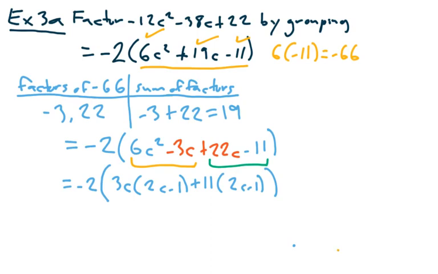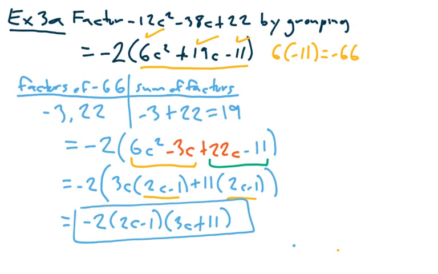In here, I do have a common binomial factor, which I can factor out from what is in the big parentheses. I would still have the negative 2 from up front. I'm factoring out the 2c minus 1, and then I would be left with 3c plus 11. And that's the factorization.